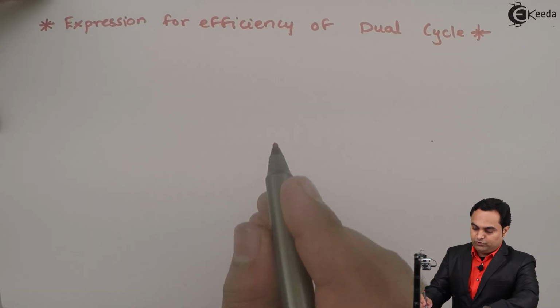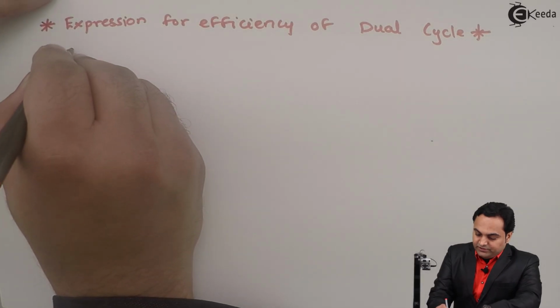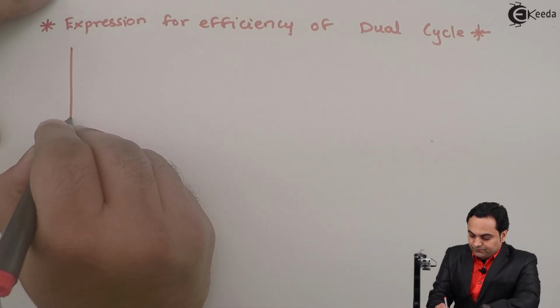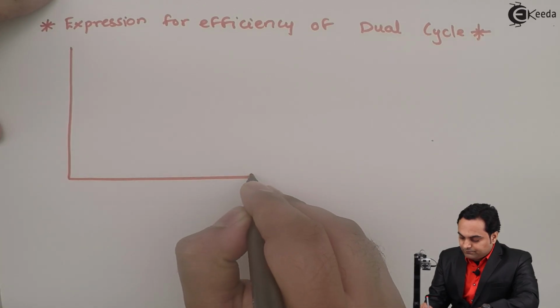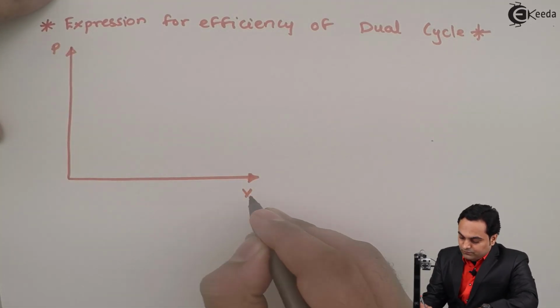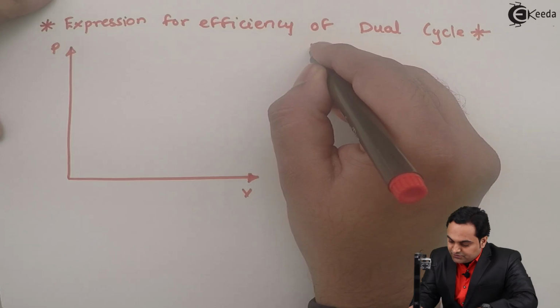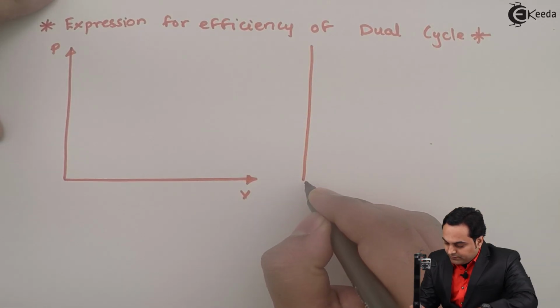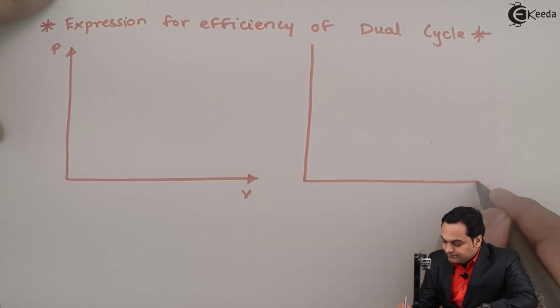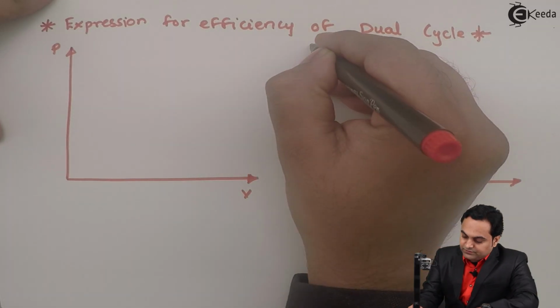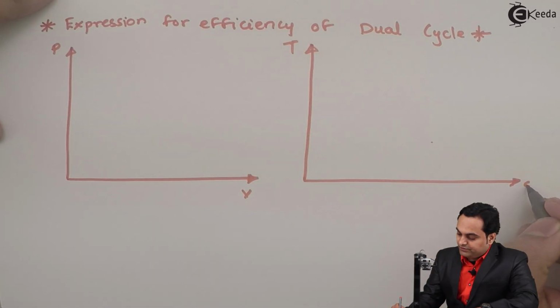and TS diagram for dual cycle. So I'll start with that itself. So this is PV, that is pressure volume diagram, and TS, that is temperature entropy diagram.